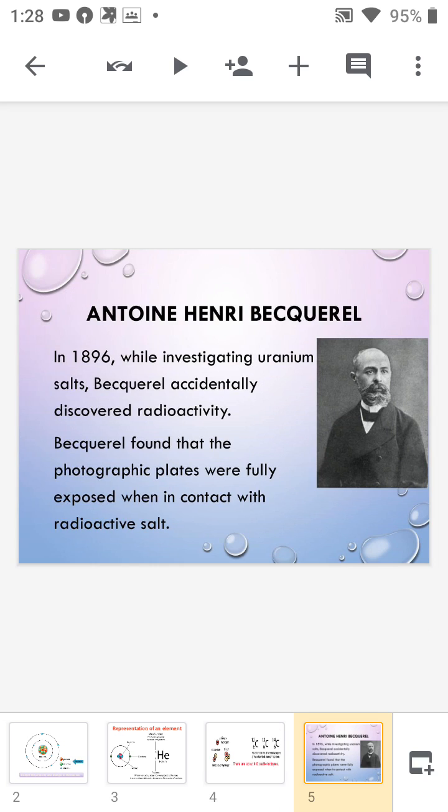Natural radioactivity was first discovered by the famous scientist Henri Becquerel in 1896, in an accidental experiment. While investigating uranium salt, Becquerel accidentally discovered radioactivity, and he found that the photographic plates were fully exposed when in contact with radioactive salt.